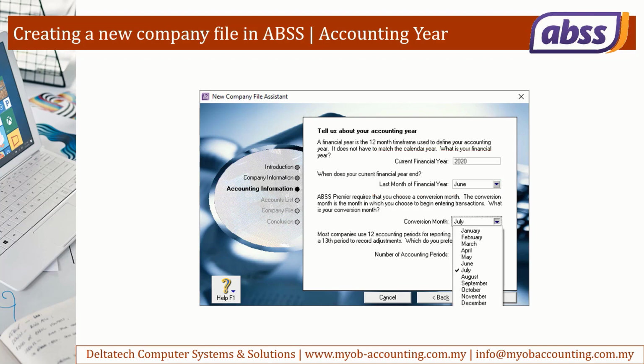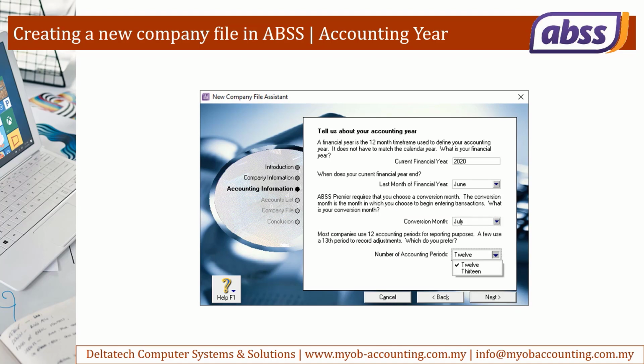The conversion month is the month that you want to start keying information into ABSS. The month you select here will be within the 12 months of your financial year end. Note that you will not be able to enter transactions dated before the conversion month. Here, you should select the first month of your financial year. In our example, since your financial year ends on the 30th of June, your conversion month should be July.